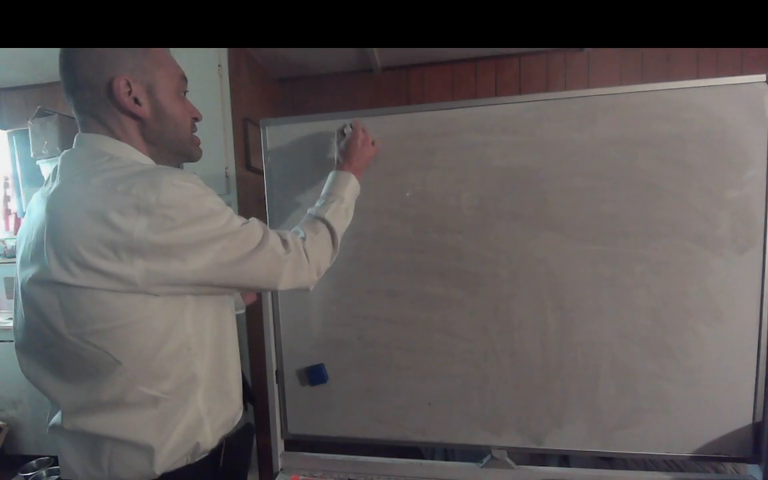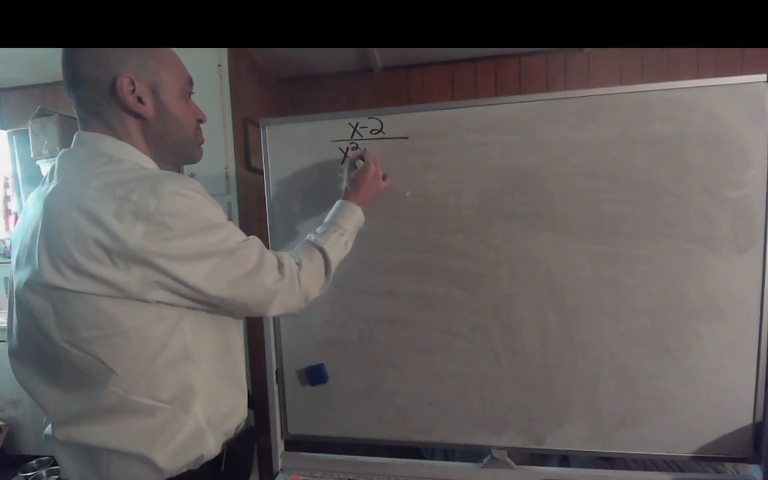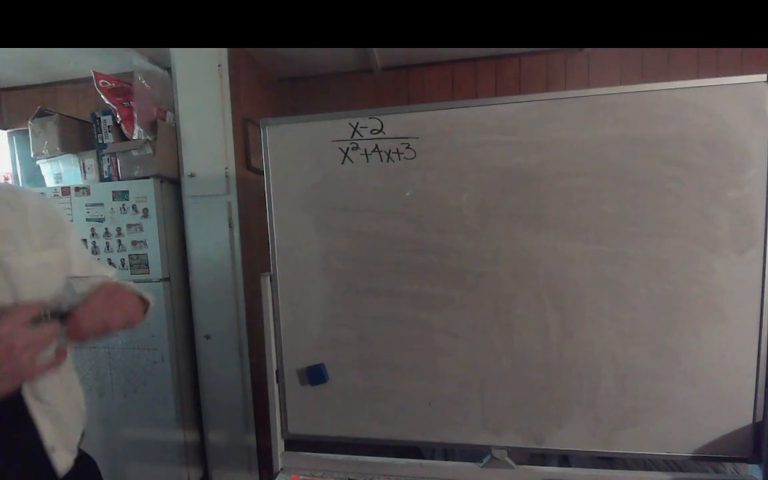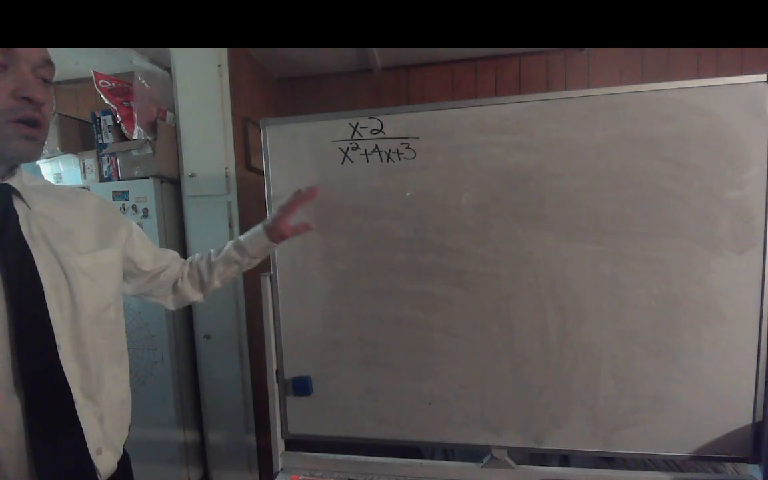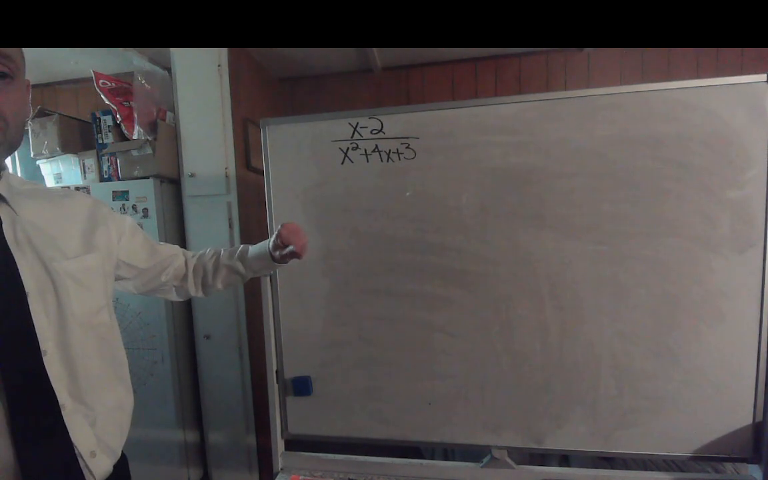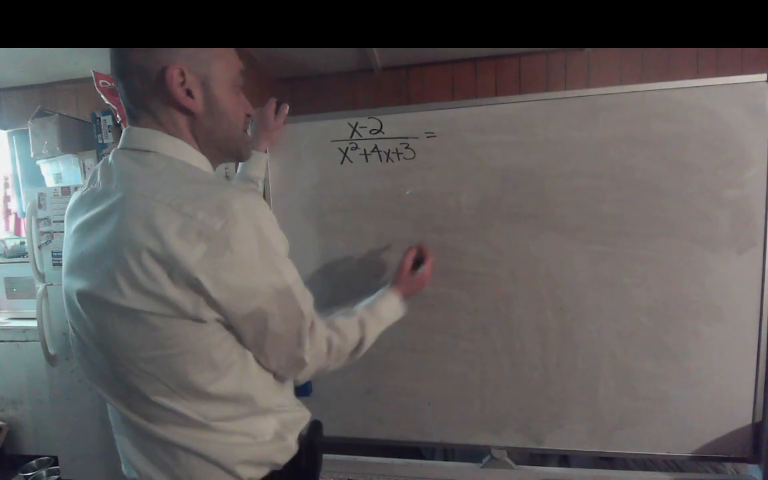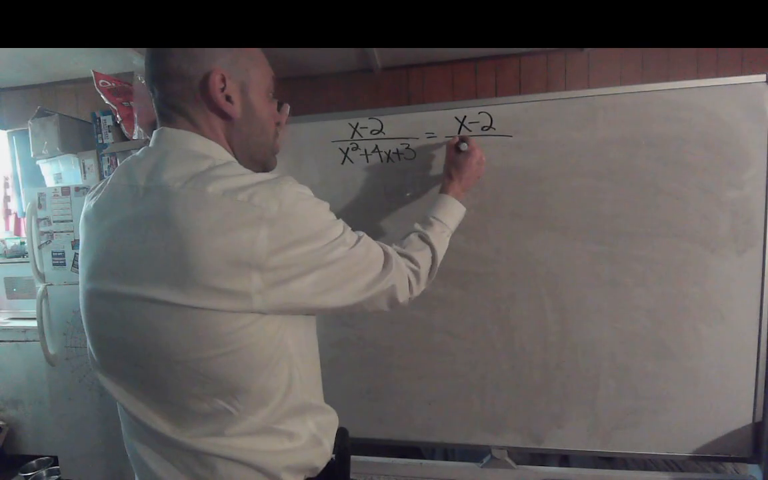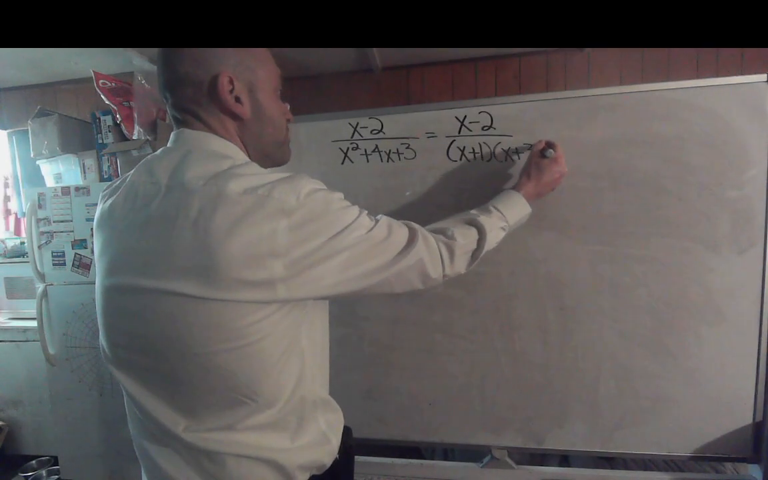Let's do x minus 2 divided by x squared plus 4x plus 3. So we've been given x minus 2 over x squared plus 4x plus 3. We're going to find the partial fraction decomposition of this fraction, but first, in order to do that, we need to factor the denominator. That's going to factor into, the numerator stays the same, x minus 2 over the quantity of x plus 1 times the quantity of x plus 3.